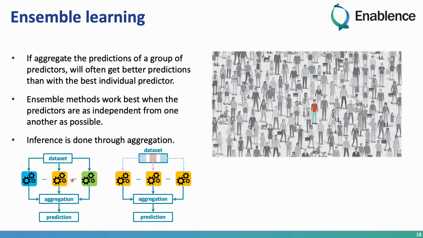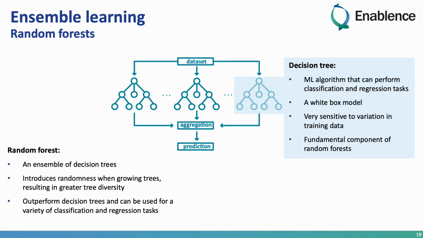One way to achieve a diverse set of individual predictors is to train each one of them using very different algorithms. Another way is to use the same algorithm for training, but to train them on different random subsets of the training set. Random forest is a popular ensemble learning method. A forest is composed of many decision trees that form the ensemble tree.